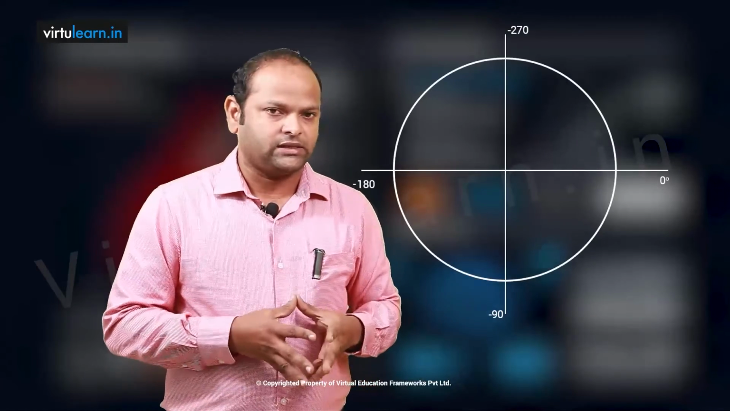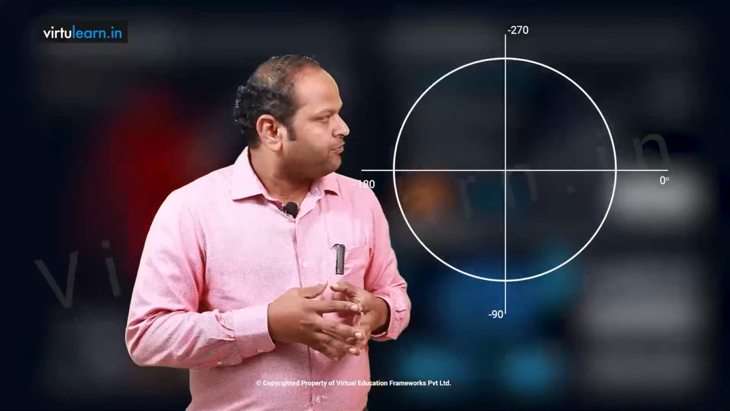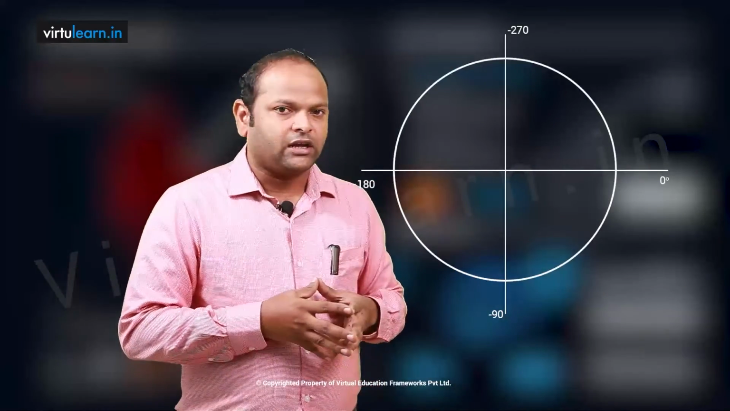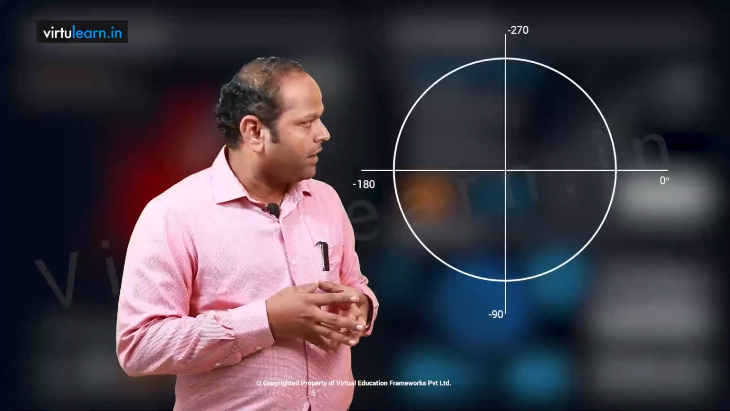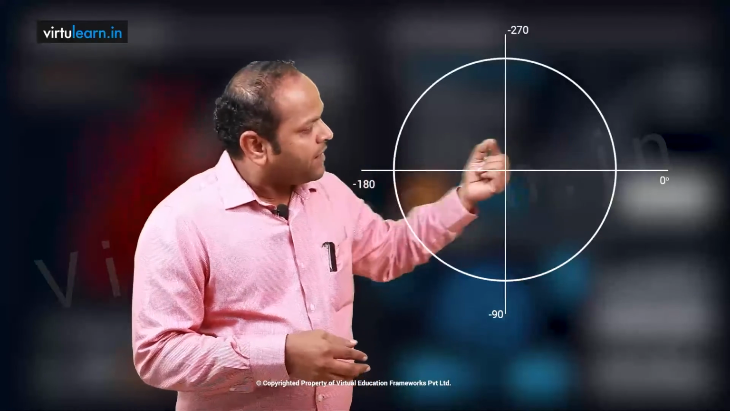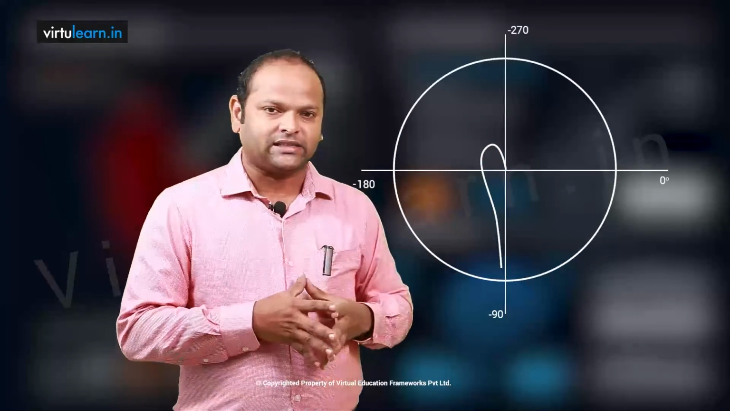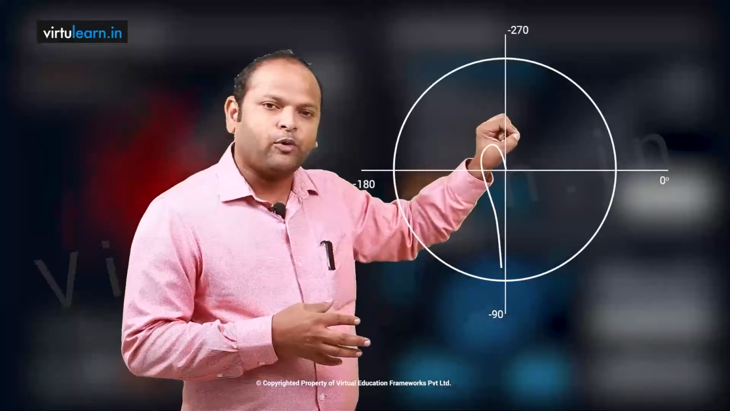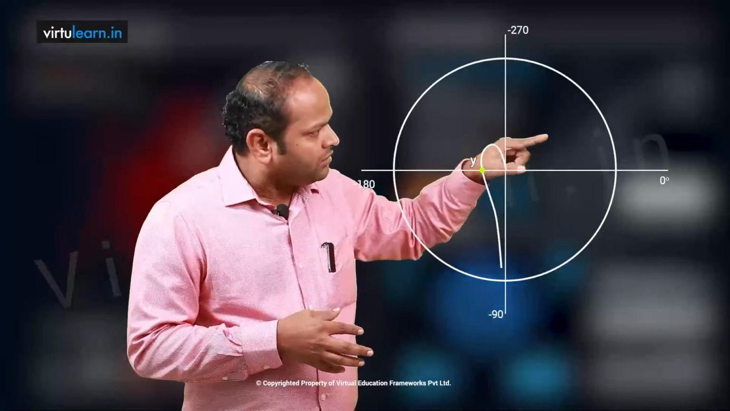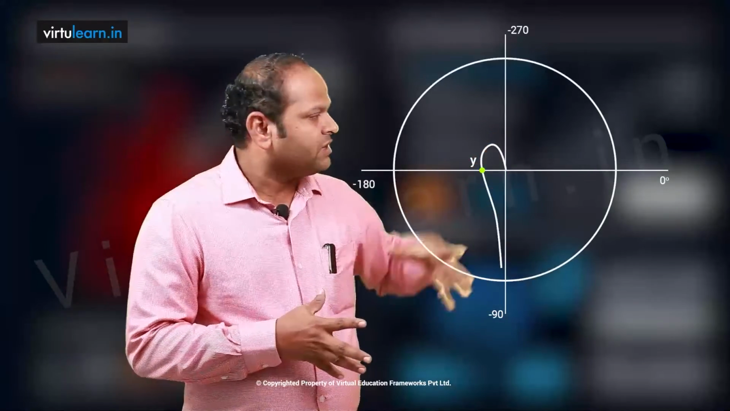Once the polar plot is drawn, how do we analyze it? When you look closely, I am interested in 2 points out of the entire plot. One point is at minus 180 degrees. The polar plot intersects the minus 180 degrees line, and let that point be y.